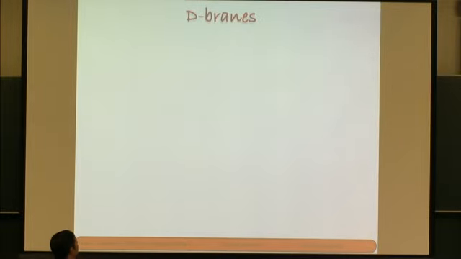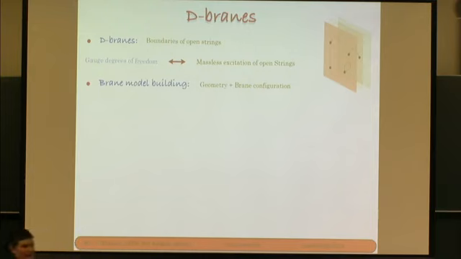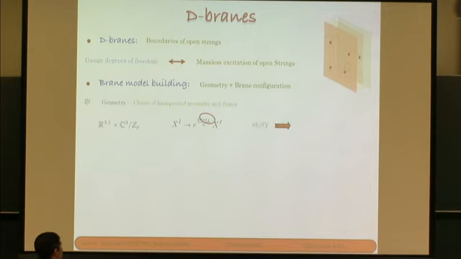Okay, we start. In order to fix a brane model, you should fix two ingredients. The first is the geometry. And the second is the brane configuration. What do we mean by the geometry?